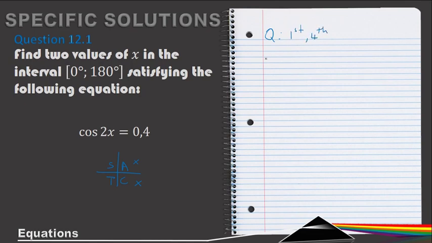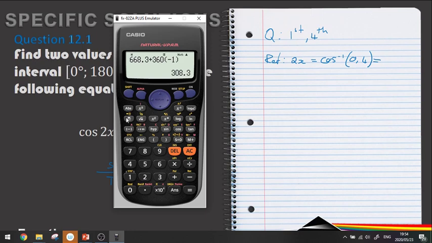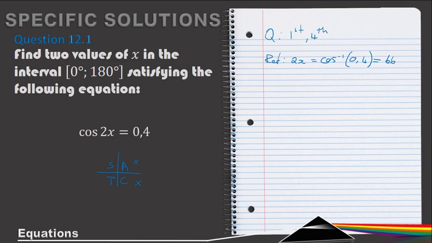Then for my reference angle, 2x is equal to the inverse of cos of 0.4. So that would equal, shift cos 0.4, and that's 66.42. So 66.42 degrees.